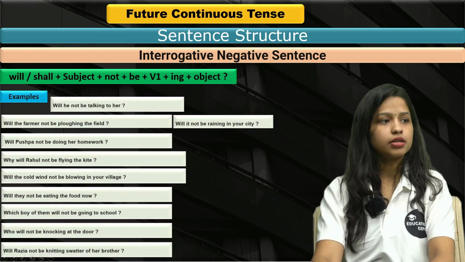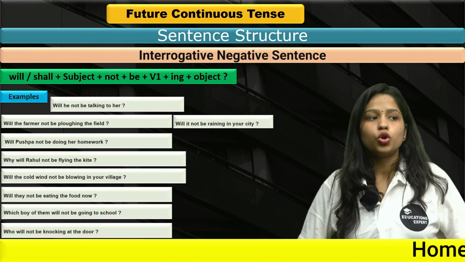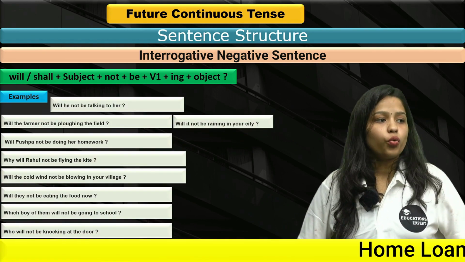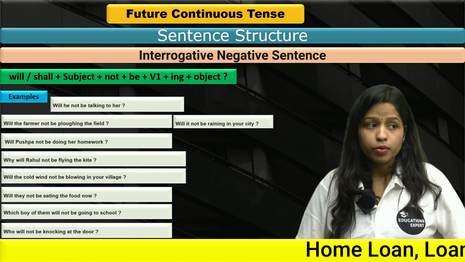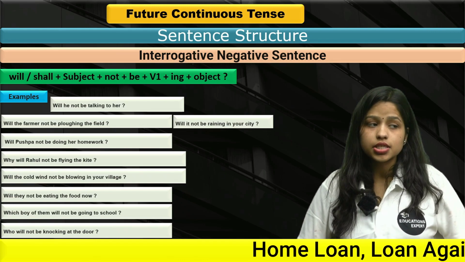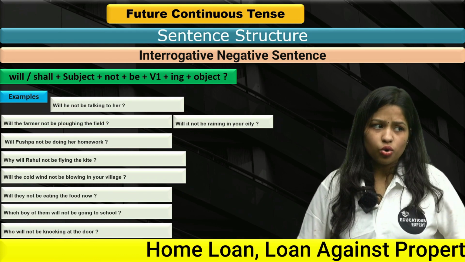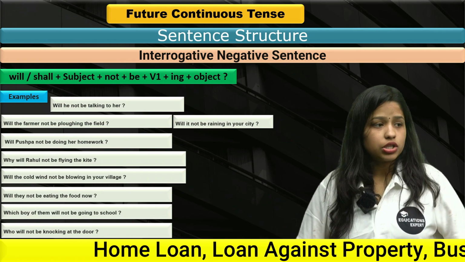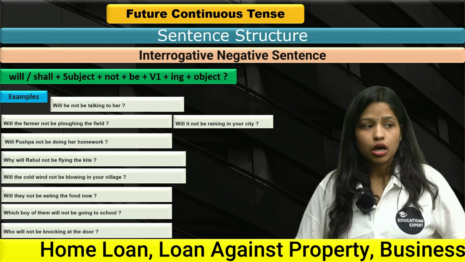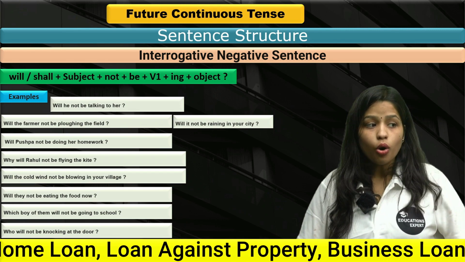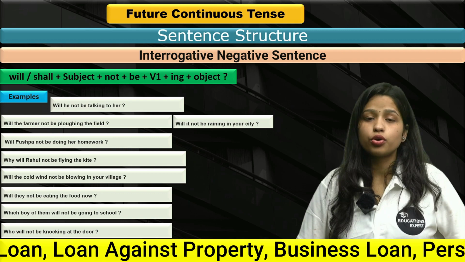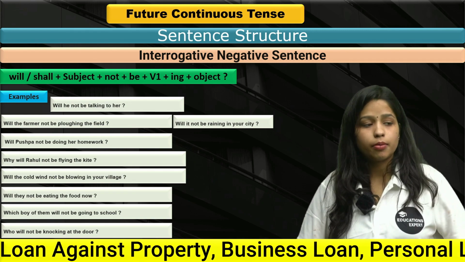And the next one is, will Pushpa not be doing her homework? Why will Rahul not be flying the kite? Basically this sentence belongs to double interrogative. Will the cold wind not be blowing in your village? Will they not be eating the food now? Which boy of them will not be going to school? Again, this is a type of double interrogative.